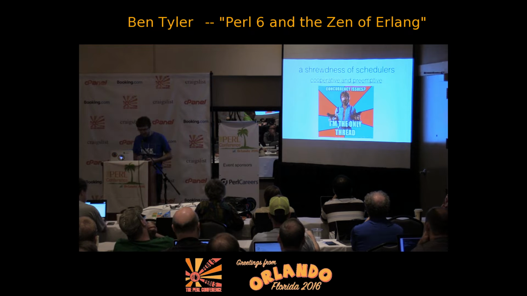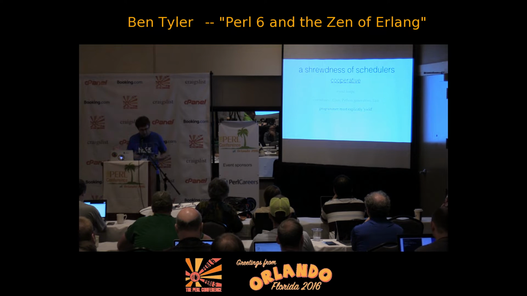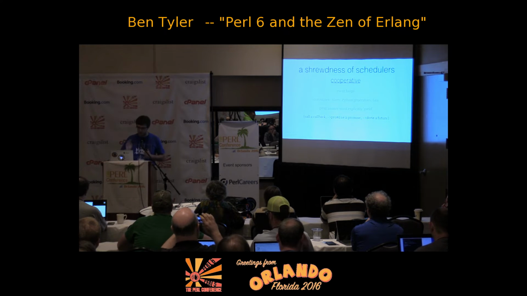So basically, there are two kind of broad categories of schedulers when we're talking about concurrency. You have cooperative and preemptive. So cooperative schedulers, event loops are in this category. So are coroutines like Coro or Python generators or Lua coroutines. And the defining characteristic of all of these things is that the programmer must explicitly yield when they are done doing their work. So like in an event loop, this might be calling a callback. I'm done my work, next thing can do its work. It might be calling promise on a promise or calling done on a future. You have to explicitly give the CPU back when you're done with it.